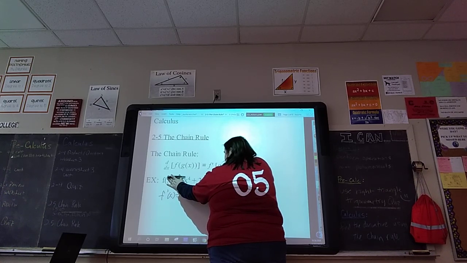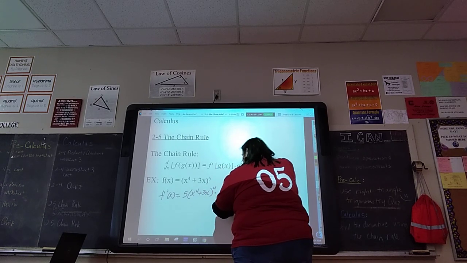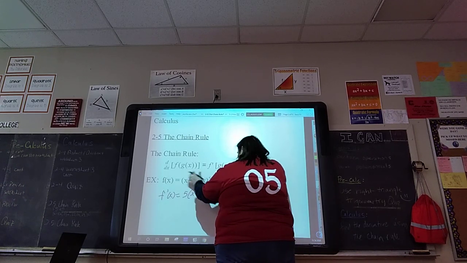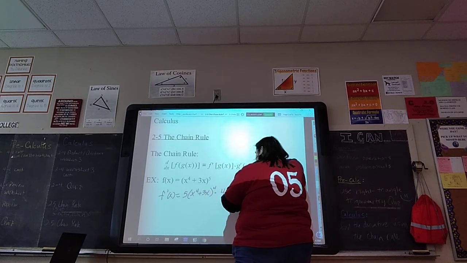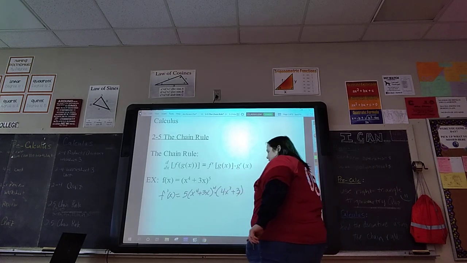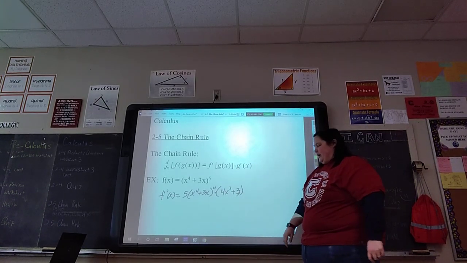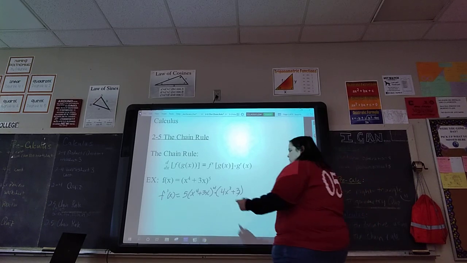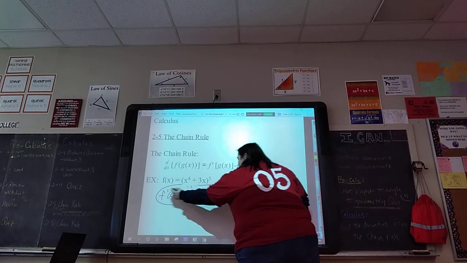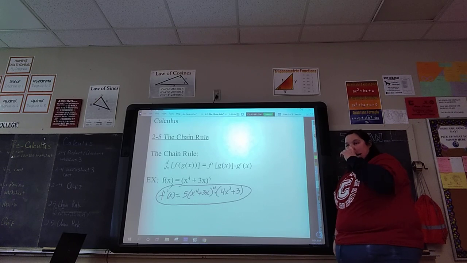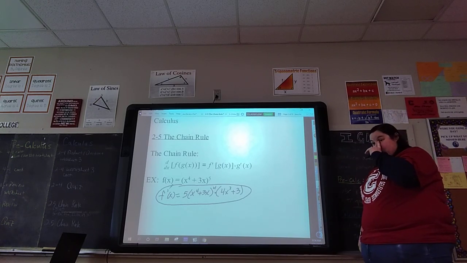So what's the derivative of x to the 4th? 4x to the 3rd. Yep. And the derivative of 3x? 3. Yep, and then we'll do plus 3. I put a dot, but I'm going to switch it to a parenthesis to show that multiplication. That's it? And there's the chain rule. Give me a second. We don't have to multiply anything?